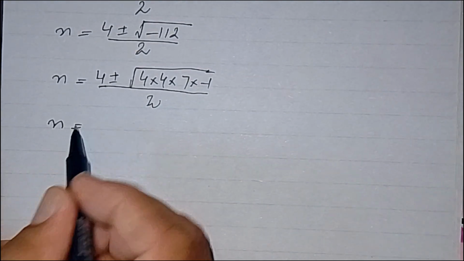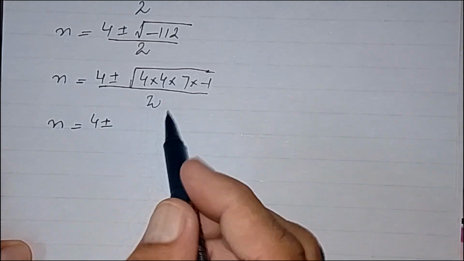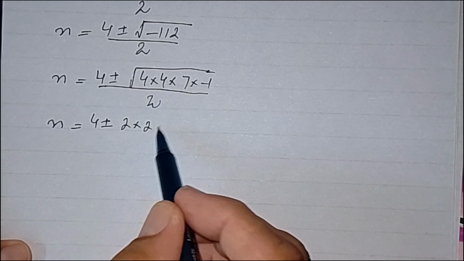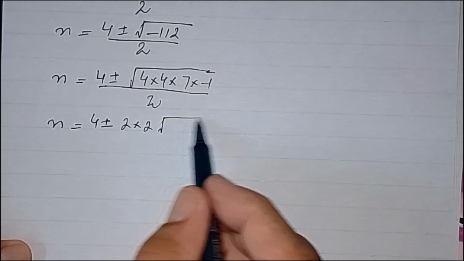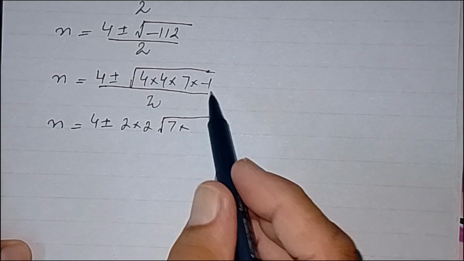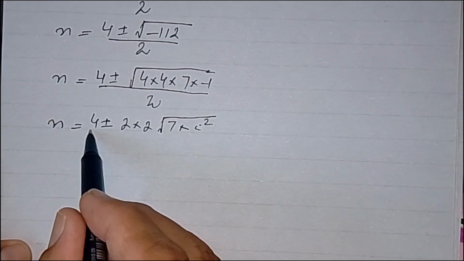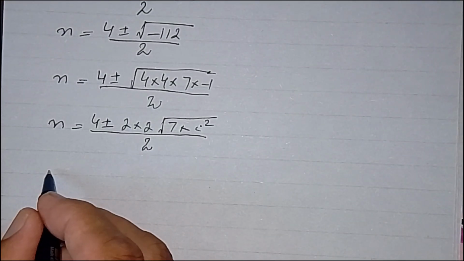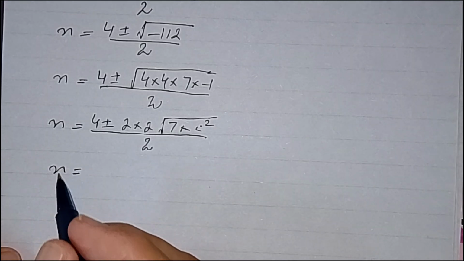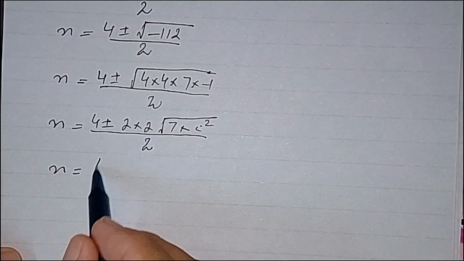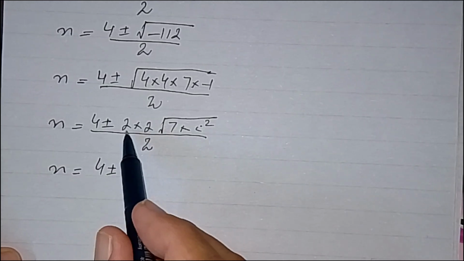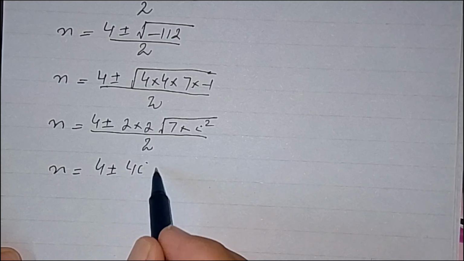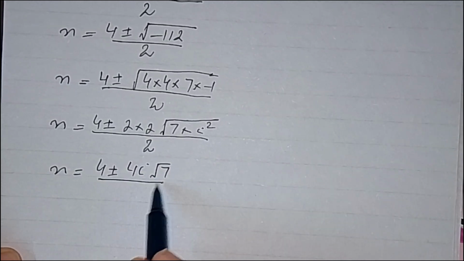Now n is equal to 4 plus minus square root of 4, which is equal to 2, into square root of 4, is equal to 2, into 7 into minus 1, is equal to iota square, over 2. Now n is equal to 4 plus minus 2 into 4, and square root of iota square is equal to iota, 4 iota under root 7 over 2.